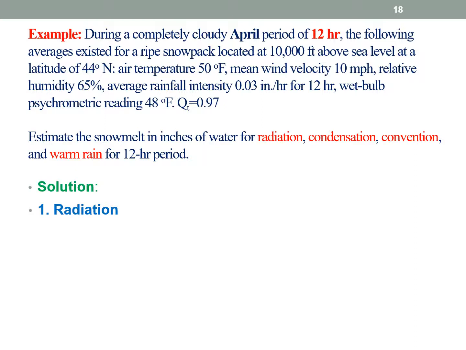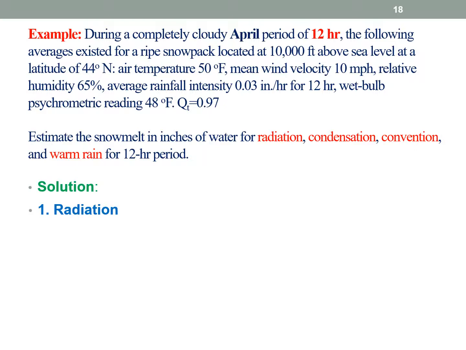Example: during a completely cloudy April period of 12 hours, the following averages existed for a snowpack located at 10,000 feet above sea level at a latitude of 44 degrees north. Air temperature is 50 degrees Fahrenheit, mean wind velocity 10 miles per hour, relative humidity is 65%, average rainfall intensity is 0.03 inch per hour. For 12 hours, the wet bulb psychrometric reading is 48 degrees Fahrenheit, and the QT constant for this problem is 0.097. This is what we need: determine the snowmelt in inches of water for radiation, condensation, convection, and warm rain for the 12-hour period.